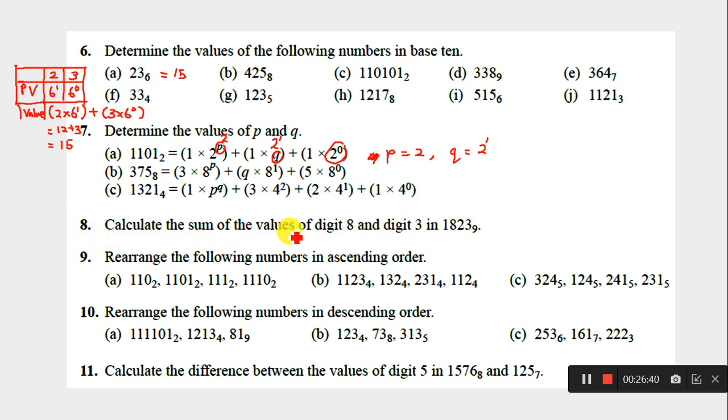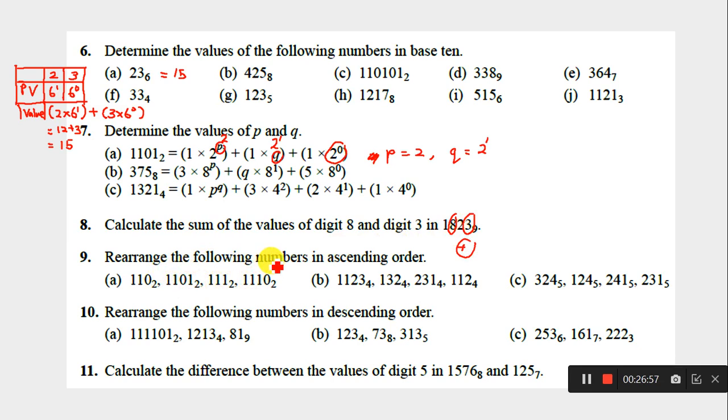Okay. Calculate, question number 8. Calculate the sum of values of digit 8 and digit 3. So you have to find the value of digit 8 and 3. Not all, 8 and 3 only, then you pass.